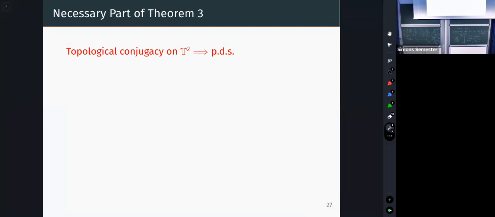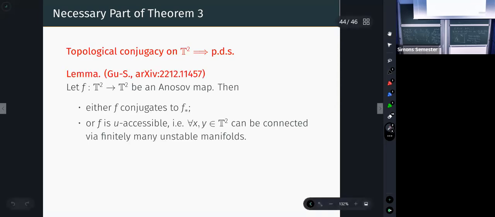Conversely, how could you get the topological conjugacy on T2 to get the periodic data along stable bundles? Here what you need to do is to get a dichotomy. The dichotomy is like this. You have an Anosov map on T2, then either you are conjugate to your linear part, or you are U accessible. Here, what's the meaning of U accessible? That means for every pair of points, they can be connected by finitely many unstable manifolds.